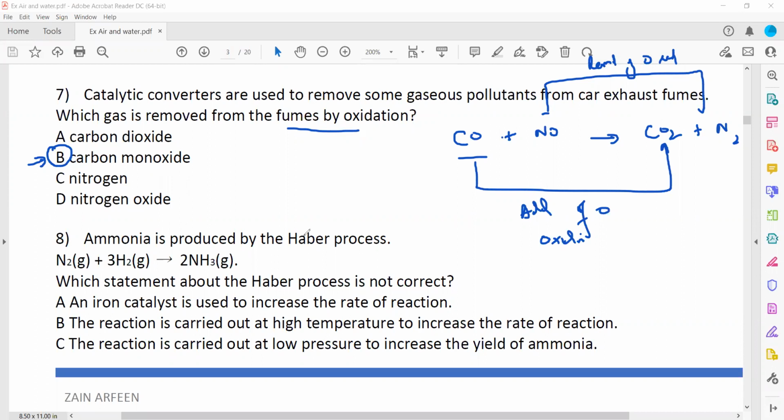In question 8, ammonia is produced by the Haber process. Which statement about the Haber process is not correct? Iron is the catalyst used to increase the rate of reaction. That is correct. The reaction is carried out at high temperature to increase the rate of reaction. That is also correct, because if you increase the temperature, the rate of the reaction will be higher. The reaction is carried out at low pressure to increase the amount of ammonia. That is wrong, because if the pressure is low, the equilibrium will shift toward the left-hand side. It won't increase the amount of ammonia, it will decrease it. So C is not the right statement.